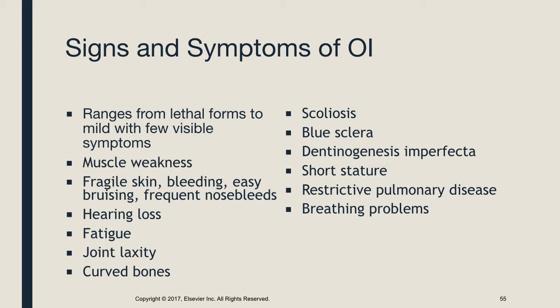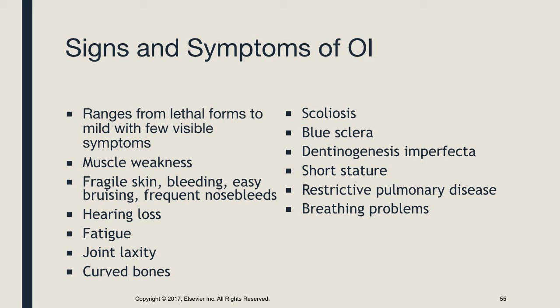The signs and symptoms of OI range from lethal forms to mild forms with very few visible symptoms. Often there's muscle weakness, fragile skin, bleeding, easy bruising, frequent nosebleeds. There's hearing loss because you have bones in your ears that you hear with. If your bones are not developing normally, then the bones in your ears are not developing normally either. They get fatigued very easily because of the muscle weakness. There's joint laxity, which means the joints move easily.